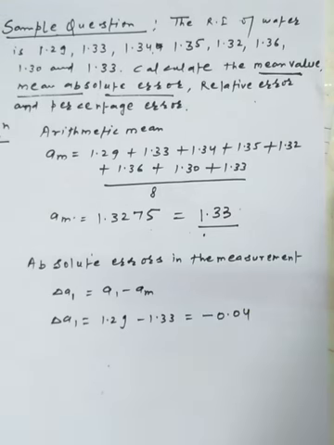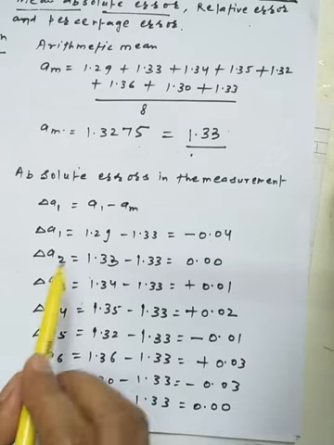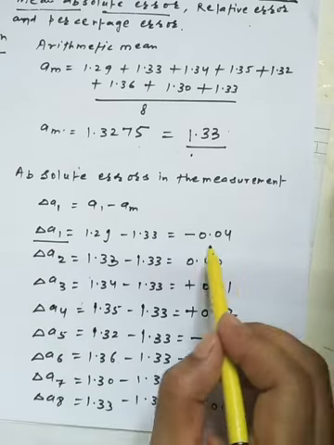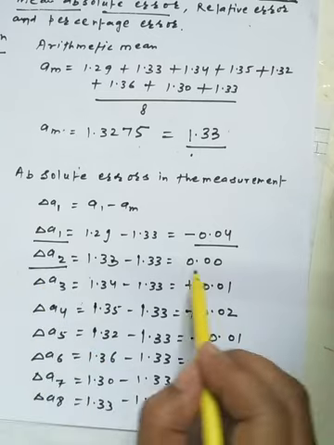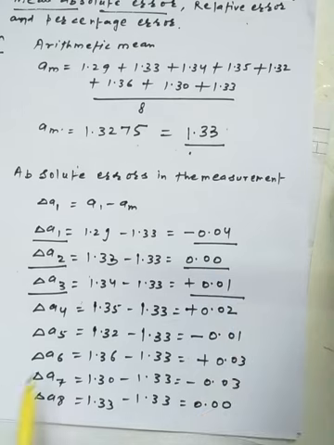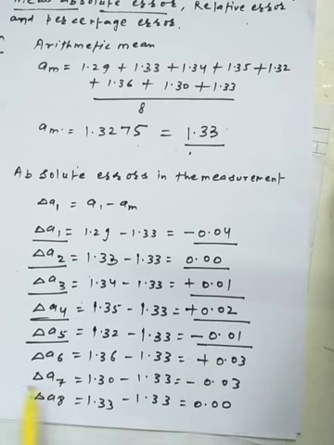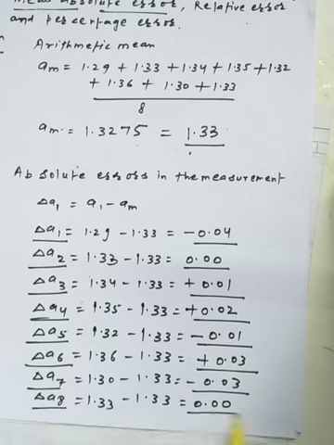It doesn't matter, we will use the modulus, so we will take the minus as a plus. So I have done the individual measurement of the individual absolute errors. Delta A1 is equal to minus 0.04, delta A2 is equal to 0.00, delta A3 is equal to plus 0.01, A4 is equal to plus 0.02, A5 minus 0.01, A6 plus 0.03, A7 is minus 0.03, and delta A8 is equal to 0.08.